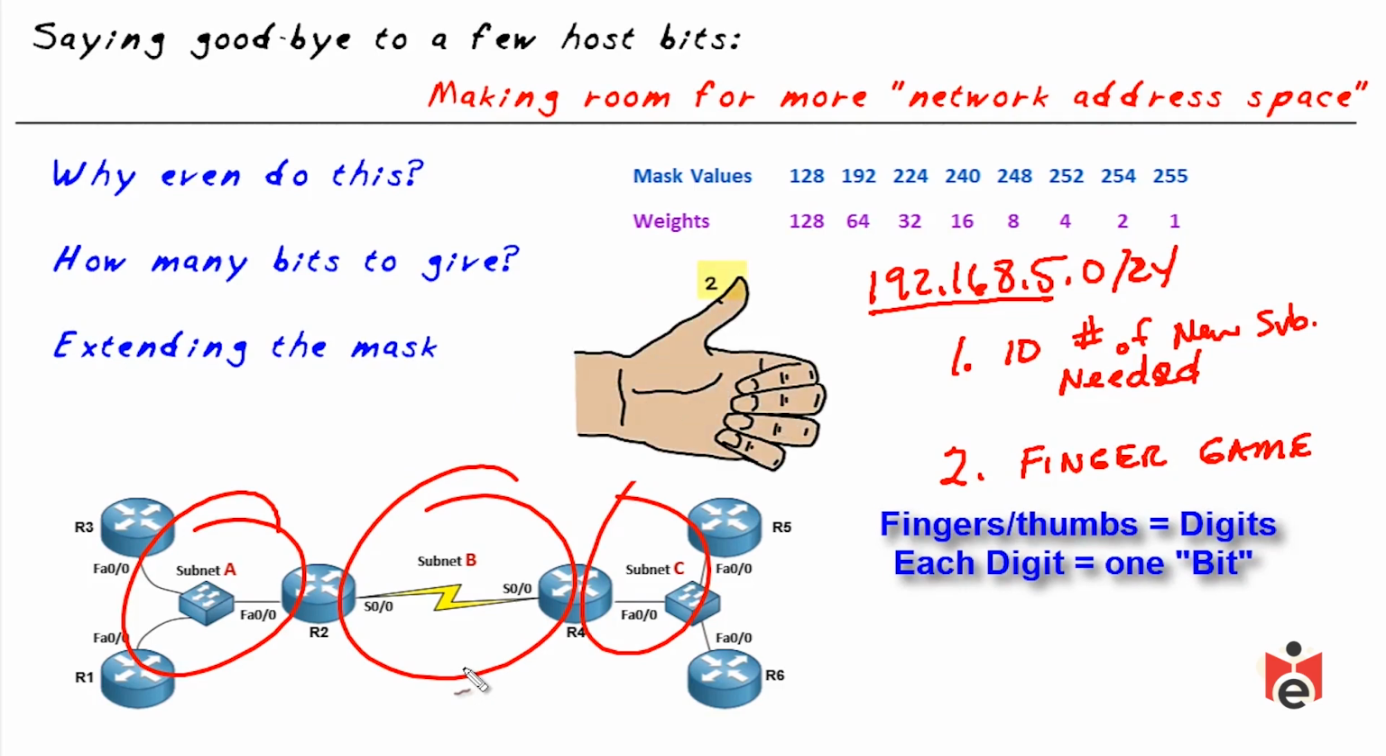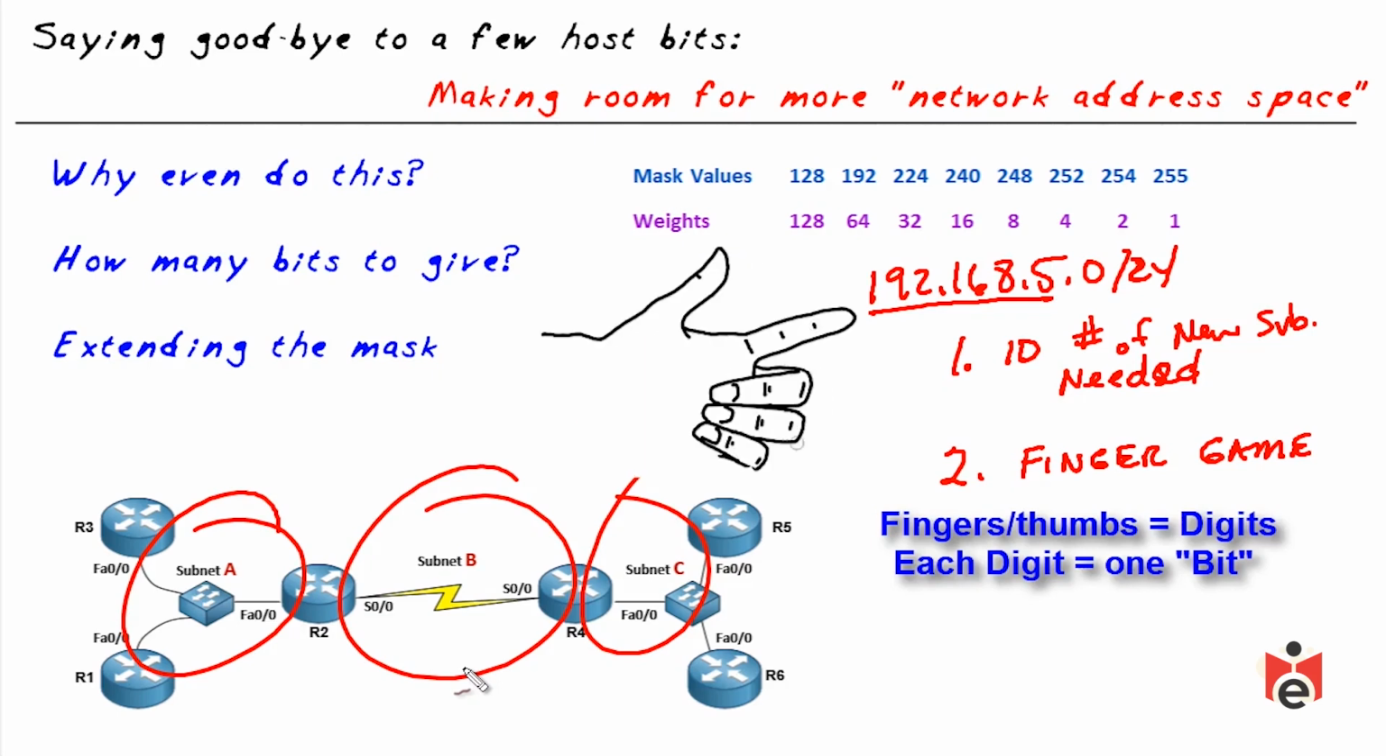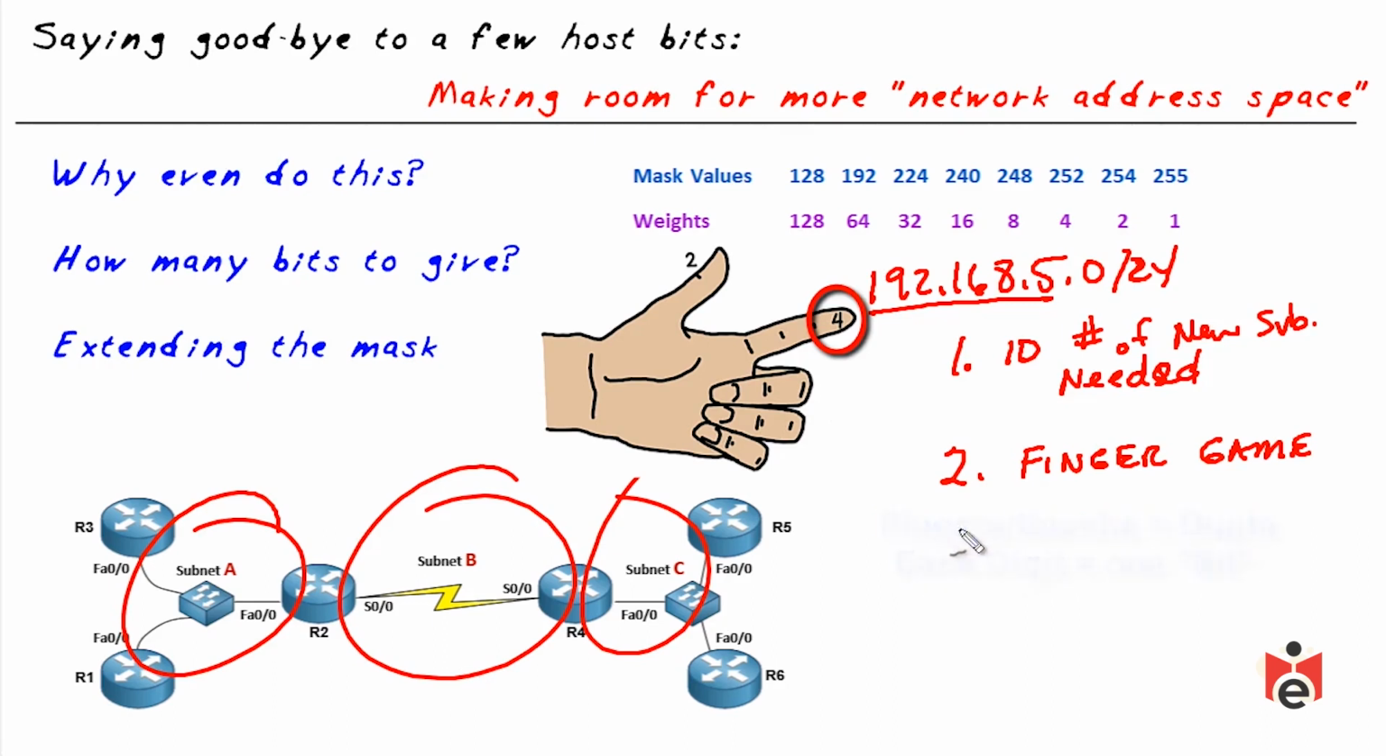We put our thumb in the air. There's a 2 on our thumb. 2 is not enough. We bring up another digit. We double that number to 4. And that means with 2 bits, represented by the 2 digits that are up in our hand, we can create up to 4 subnets. So that third step is to identify the number of bits to sacrifice.